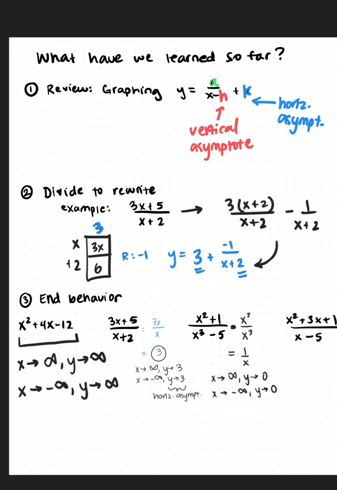Finally, this is the last major type. If you look at x squared plus 3x plus 1 over x minus 5, we look at our biggest terms, x squared and x. So we have x squared over x as we get really large, which simplifies to x. If the y values are approaching x, then as x approaches infinity, y approaches infinity. And as x approaches negative infinity, y would also approach negative infinity.